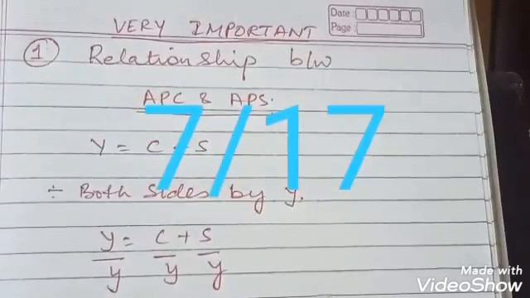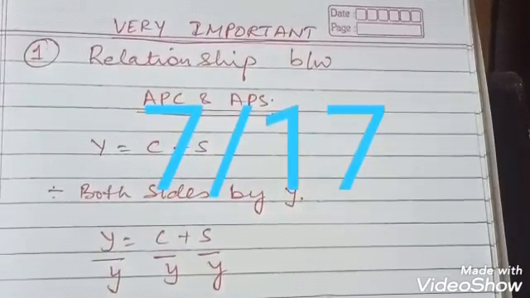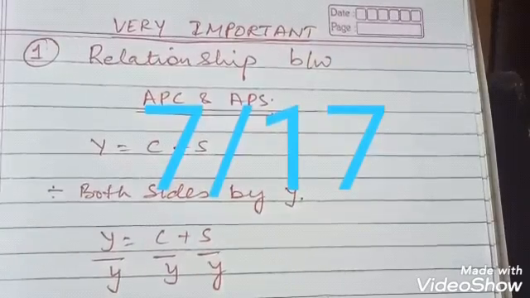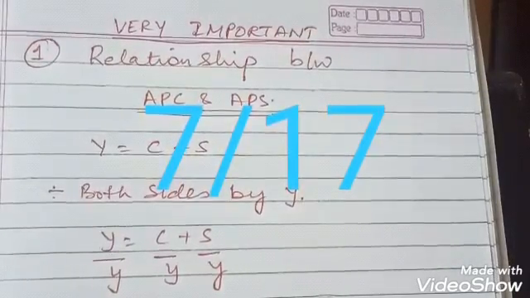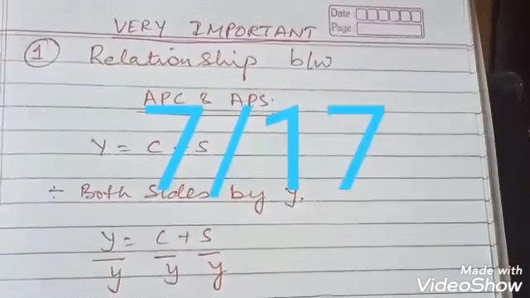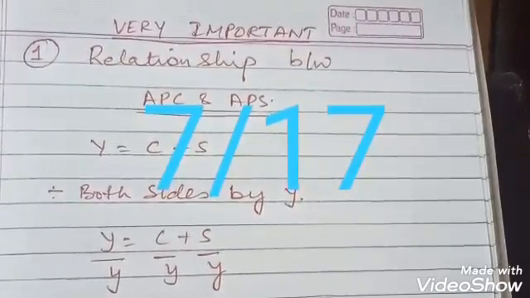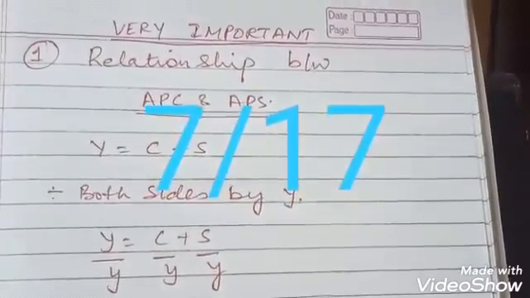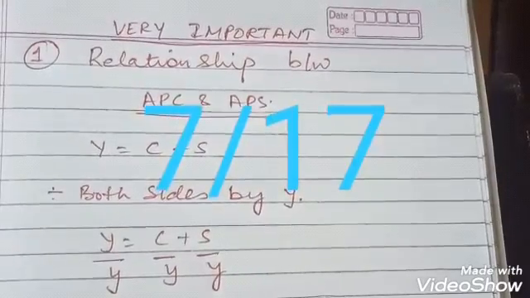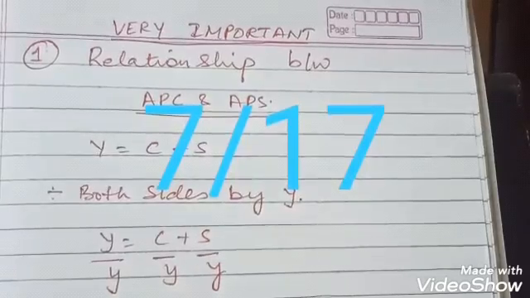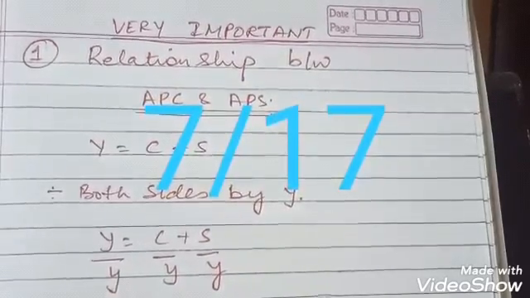Good morning everybody. Today we're going to understand a few basic concepts which are very important for the numerical part, and in order to understand the relationship between the concepts we've understood. Now there is a relationship between APC and APS. We all know what is APC and what is APS. As we all know, y is equal to c plus s.